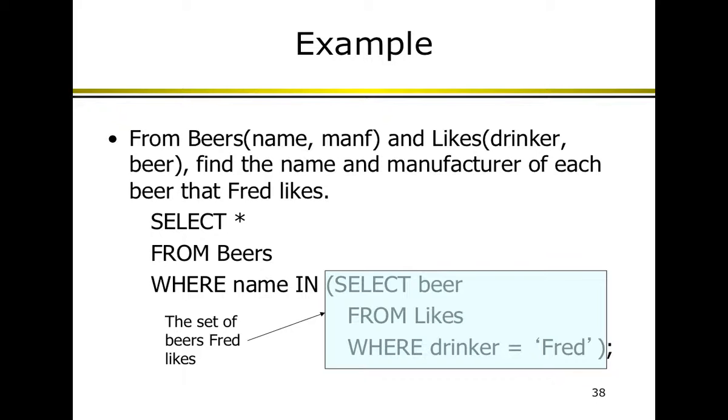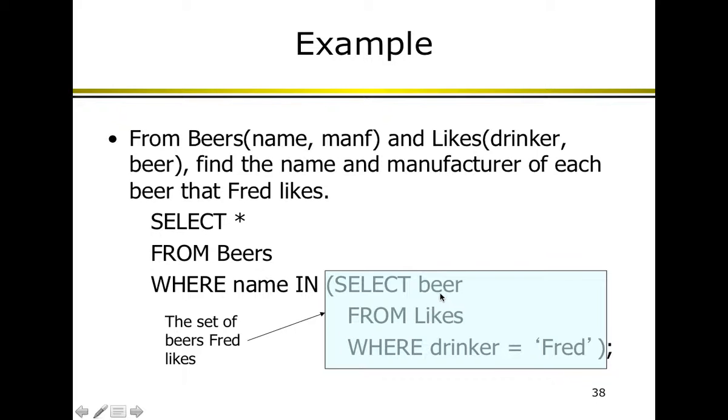So here's our example. From beers that have name and manufacturer and likes that have drinker and beer, find the names and the manufacturer of each beer that Fred likes. So we're going to select star from beers where the name is in, and this is the new part here, name in, which means it's in this grouping. If it's in the grouping, we have a match. And the grouping is the set of beers that Fred likes.